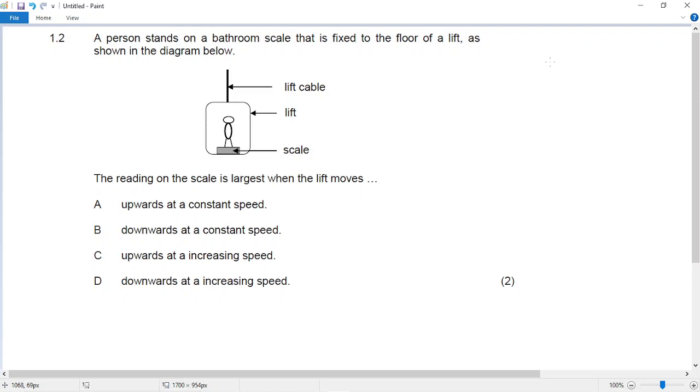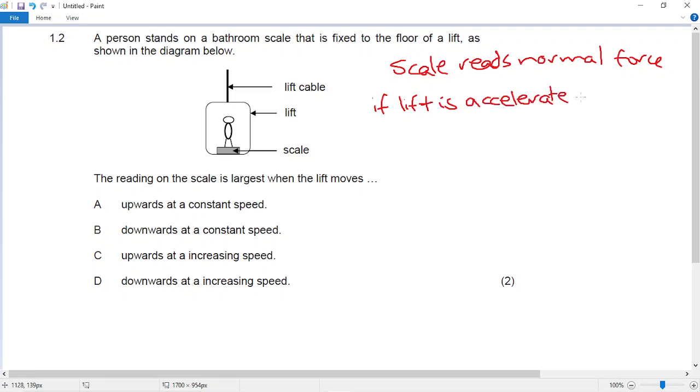Now, this is a lift issue. Explaining lift issues is tricky, okay? What do you need to know? The scale reads your normal force, okay? The only time the scale does not read your weight is when the lift is accelerating. So if the lift is accelerating, and it can be accelerating either positively or negatively, i.e. going up or going down or slowing down or speeding up, then your weight changes. Your weight according to the scale, okay? Your weight's not going to change, but the reading on the scale changes.